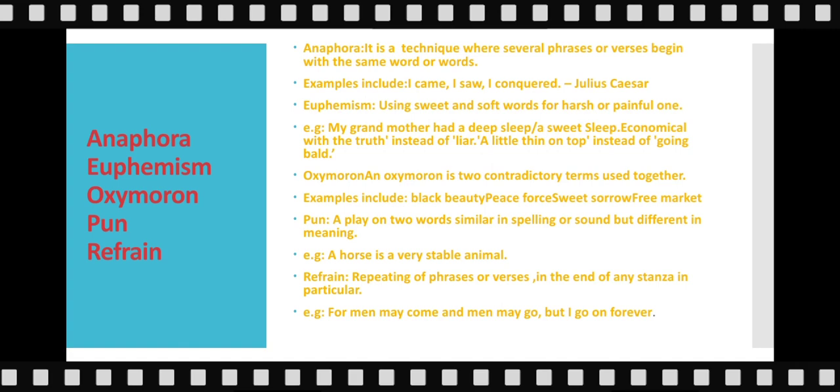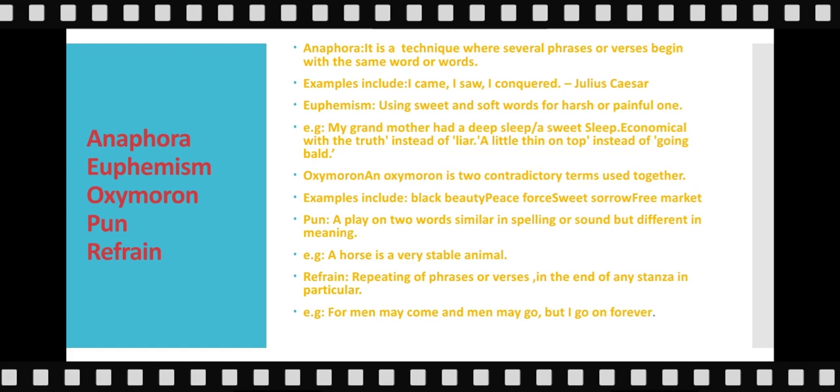Another example is economical with the truth instead of liar. So he is economical with the truth. In place of economical with the truth, we can say that he is a liar. Another example: a little thin on top. So that is used for bald, a person who is not having hair on his head. So we can say a little thin on top.